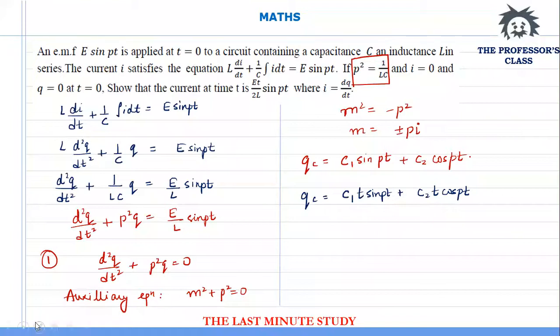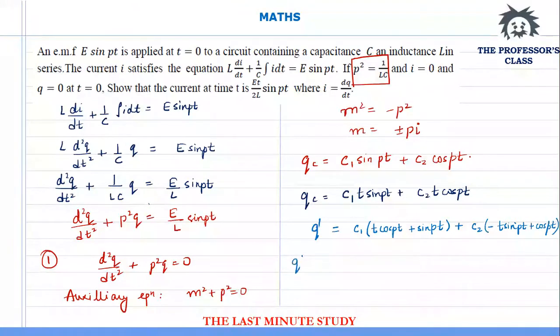Now with this equation, let's differentiate it twice so it can be substituted in this part. So the first one is already there. If I differentiate it once, that is dq by dt, I'll get, c1 is a constant. First of all, I'll keep t as constant, so I'll get t cos pt, and then plus sin pt. Now c2, I'll keep constant, I'll keep t as constant, so I'll get minus t sin pt plus cos pt.